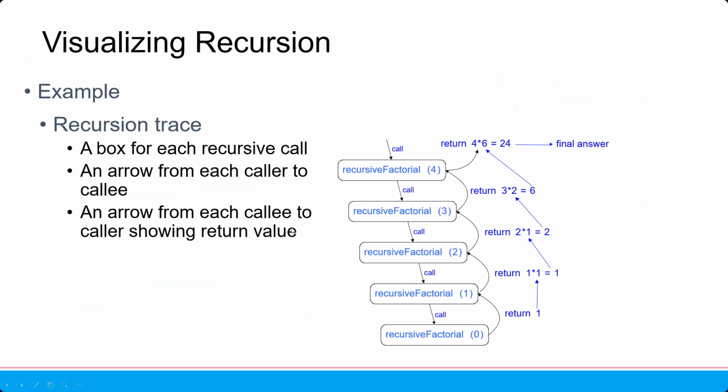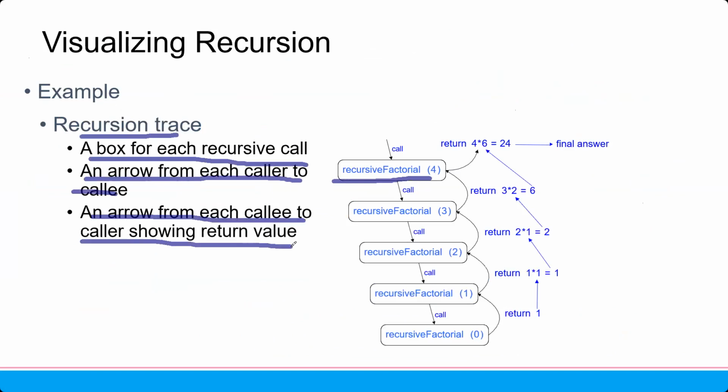So we can look at this one. It is the recursion trace. A box means every recursive call. There is an arrow from each caller to the callee, and an arrow from each callee to the caller showing the return value. So for example, I have the recursive factorial(4). I want to know what is the factorial of 4.